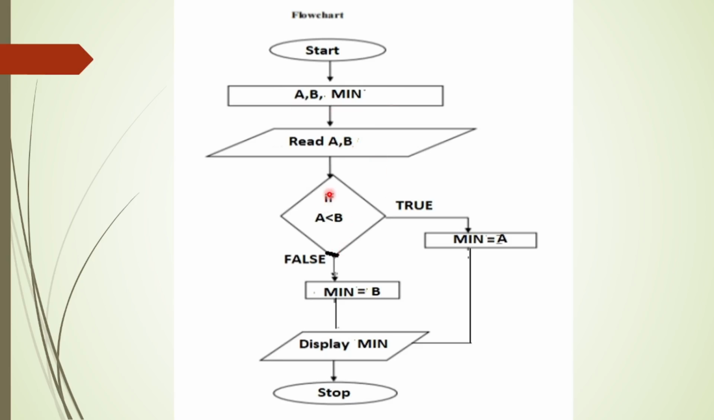Once you get the value, you're checking here with this decision symbol we have seen earlier, right? So this is a checking symbol where you're checking if the A value is lesser than B. If true, then minimum is A. If it is false, minimum is B. In both cases, it has to print the result and then finally stop. But again, only one of them is going to happen here.